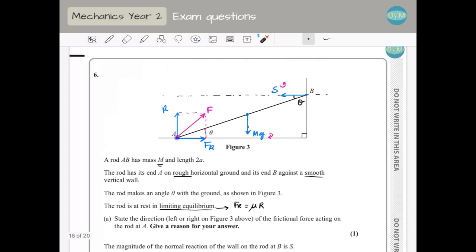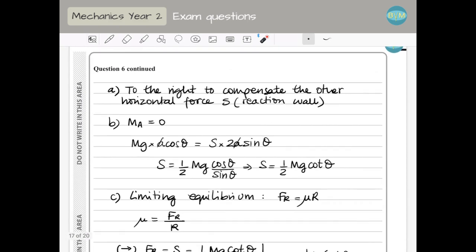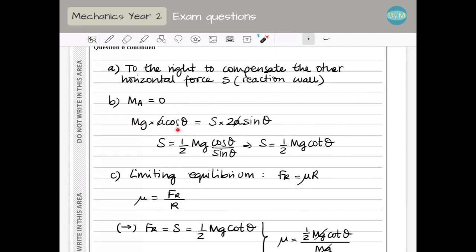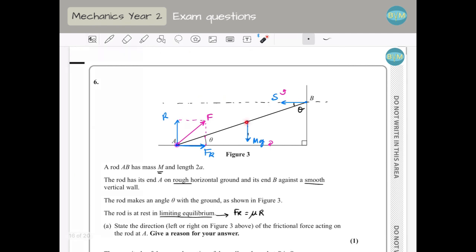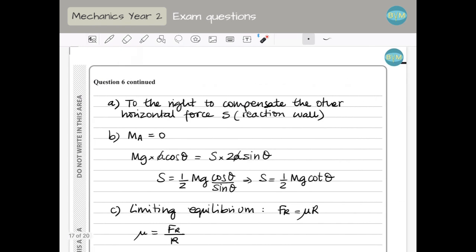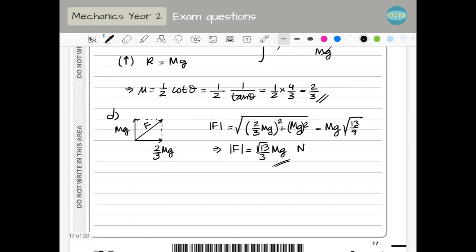But look at how we found S. S is the moment of the weight divided by this. This is not going to change, because the position hasn't changed. What is changing here is this distance. So now, this, instead of being a, is going to be larger than a. So this has a larger moment about A. So my numerator for S is going to be larger. So S is going to increase.